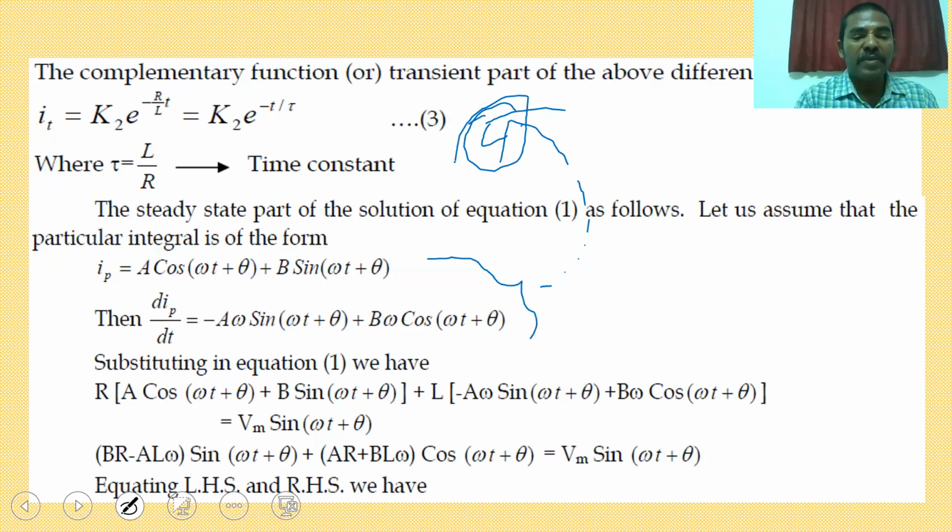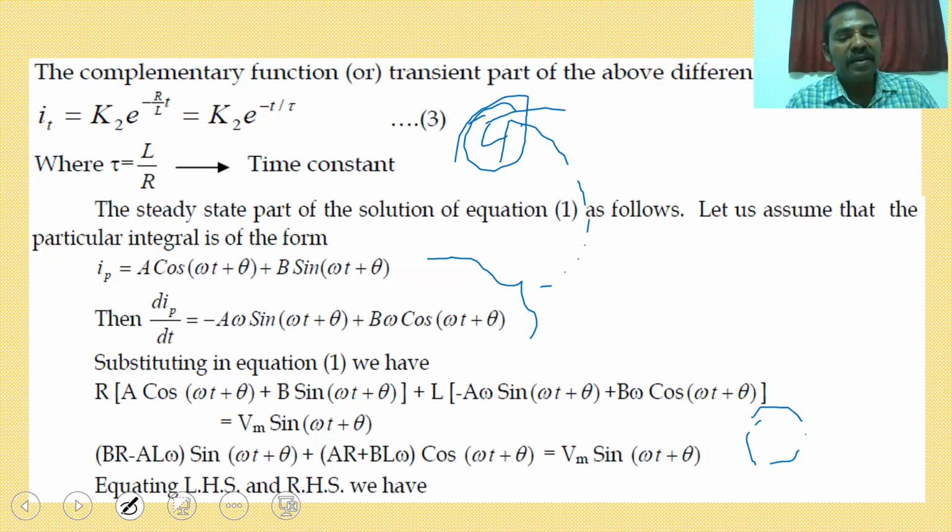So now I am segregating the sine terms and cosine terms. So (Br minus Al omega) into sin omega t plus theta, plus (Ar plus Bl omega) cos omega t plus theta, is equal to Vm sin omega t plus theta. So in the right hand side you don't have any cos functions. By comparing LHS and RHS, the cos term on the right hand side is 0.